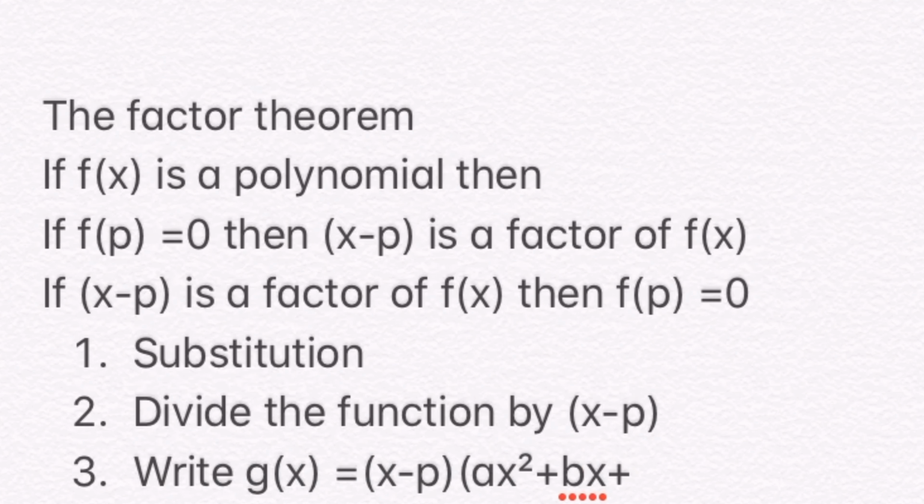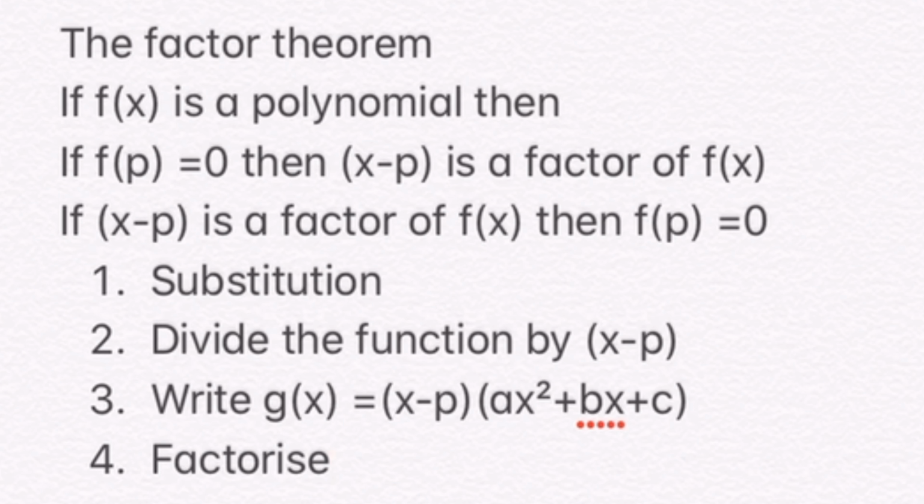You can use the factor theorem to quickly factorize a cubic function. First, you substitute values into the function until you find a value of p so that g of p equals 0. Then you divide the function by x minus p, and write g of x equals x minus p times ax squared plus bx plus c. This is actually a bit similar to the example that we did before. Then you need to factorize the quadratic factor, if possible, to write g of x as a product of 3 linear factors.